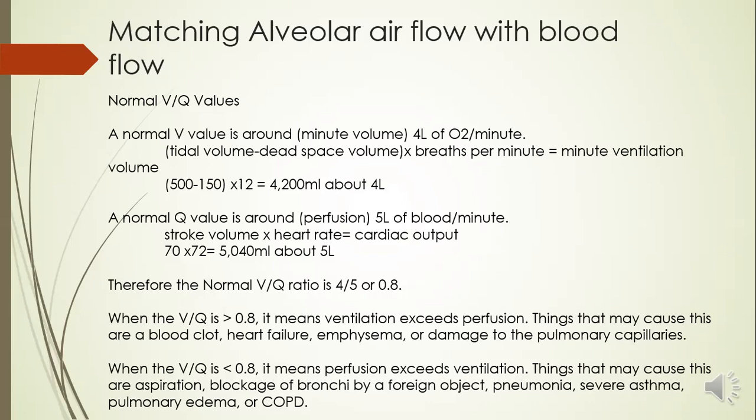Now, for you to know the total amount of blood that will flood the lungs in a minute, you have to look at how many beats of the heart did we have in that 1 minute. And that is the heart rate. So you need to multiply the heart rate by the stroke volume so that you can get the cardiac output. Stroke volume times heart rate will give you cardiac output.